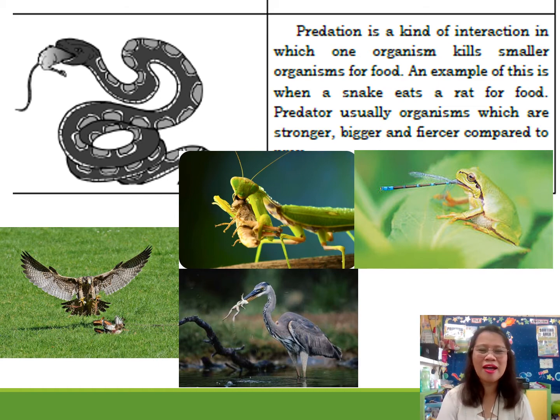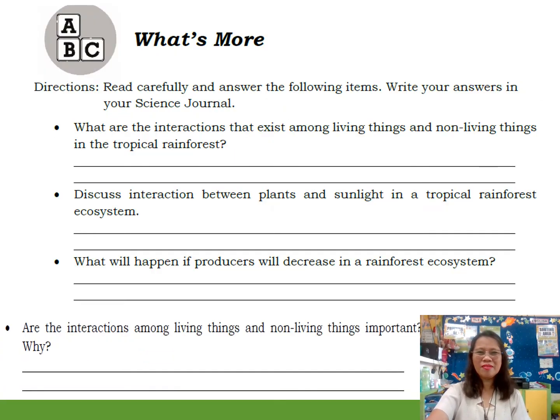We can see that the grasshopper eats small insects. The frog also eats dragonflies. But the frog will be eaten by the snake, which will be eaten by bigger animals, and by a big bird, or heron. So, those were the relationships that exist in the tropical rainforest: competition, mutualism, commensalism.